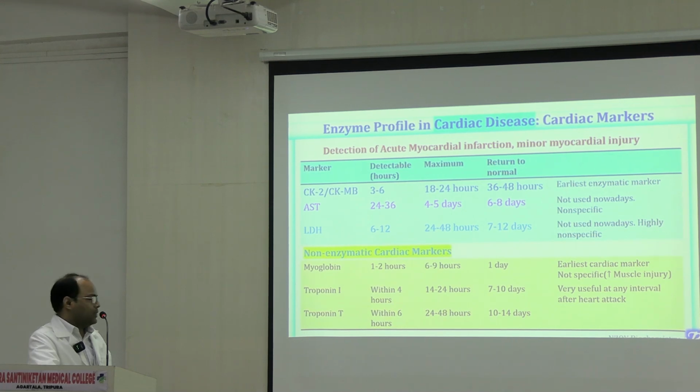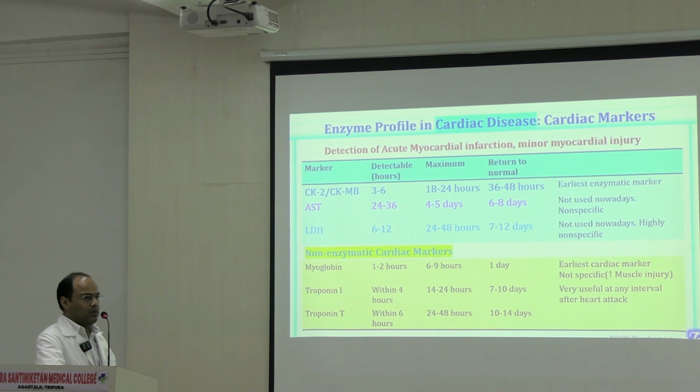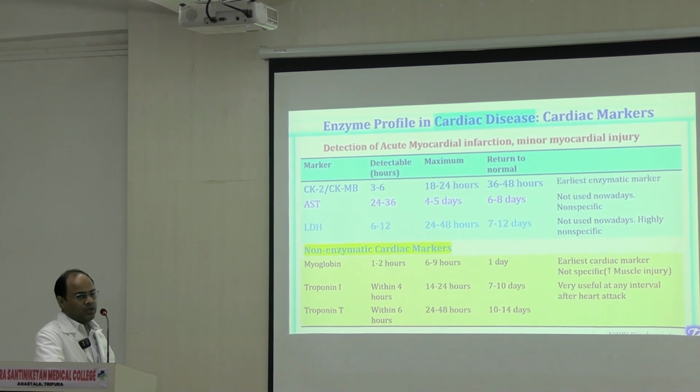And see LDH. LDH has 5 subunits, 5 isoenzymes. LDH1 is actually heart specific. It is first detectable at 6 to 12 hours, and the maximum value is reached at 24 to 48 hours. It returns to normal after 7 to 12 days. This is the non-enzymatic marker.